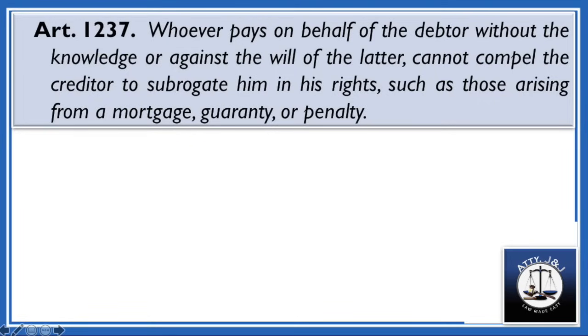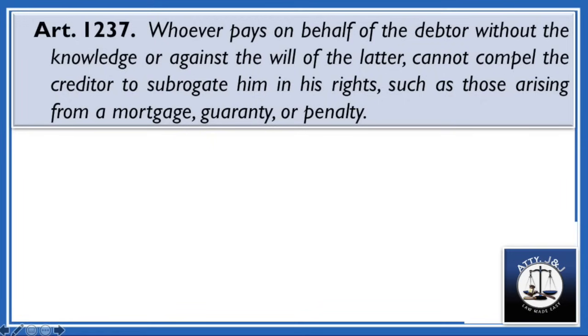Whoever pays on behalf of the debtor without the knowledge or against the will of the latter cannot compel the creditor to subrogate him in his rights, such as those arising from a mortgage, guarantee, or penalty. So, ito na rin yung sinabi at na-discuss natin kanina. And expressly provided siya under Article 1237. If the third person nagbayad without the knowledge or against the will ni debtor, he cannot compel si creditor. Okay? Hindi niya pwedeng makompel si creditor to subrogate him in his rights.